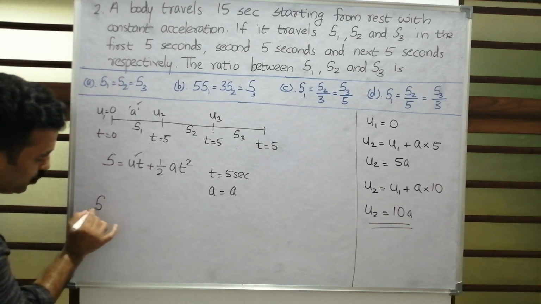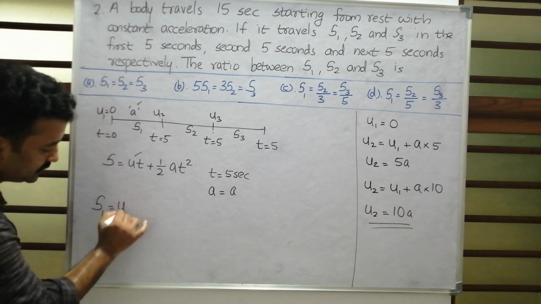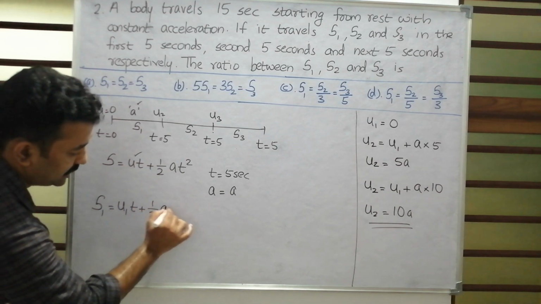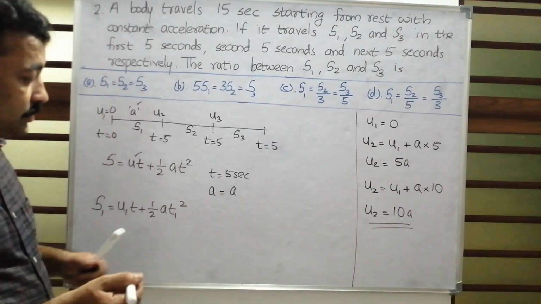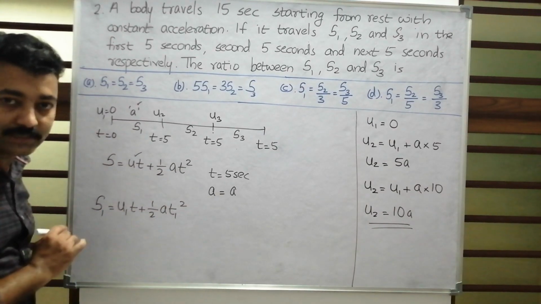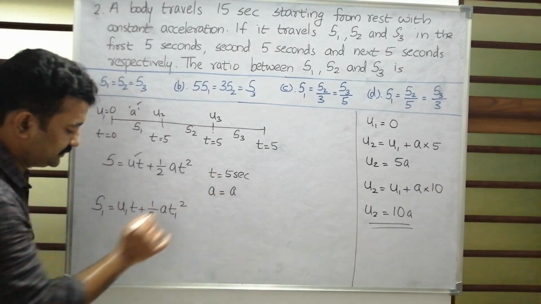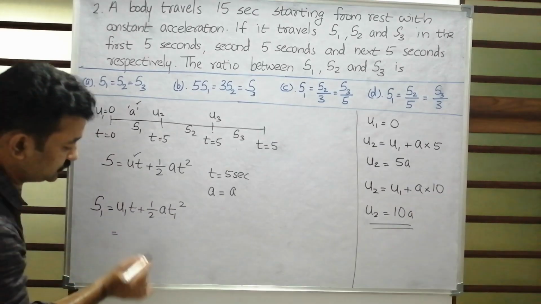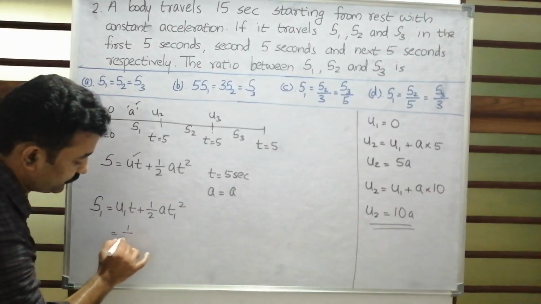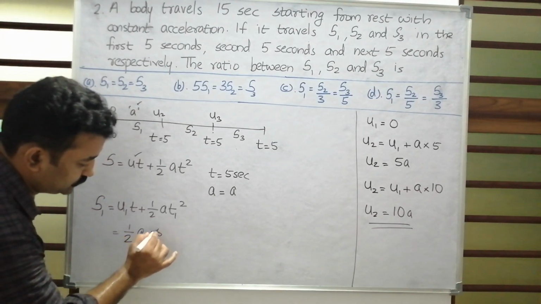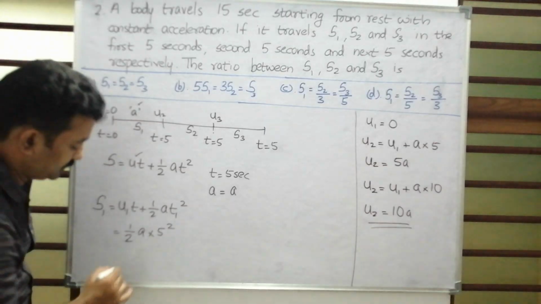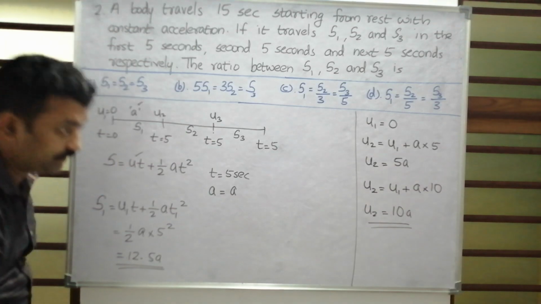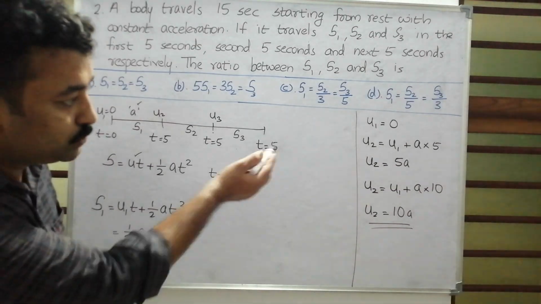What is S1? S1 is u1t plus half a t square. We know that t is 5 itself. So u1t, u1 is 0, 0 into 5, plus half a 5 square, 25 by 2, that is 12.5a. We got S1.